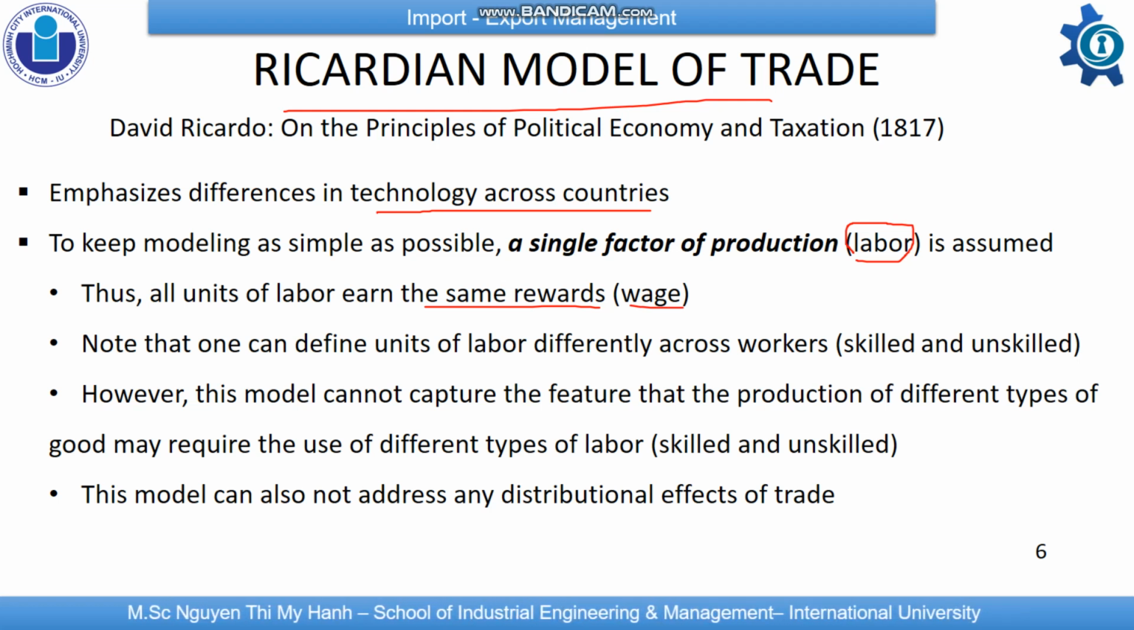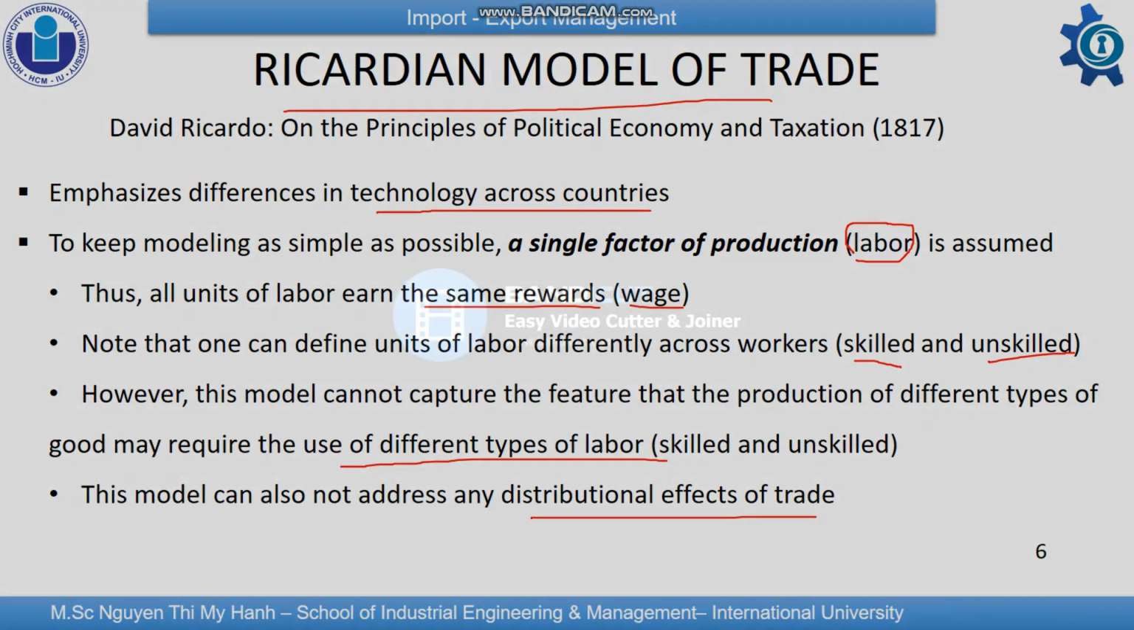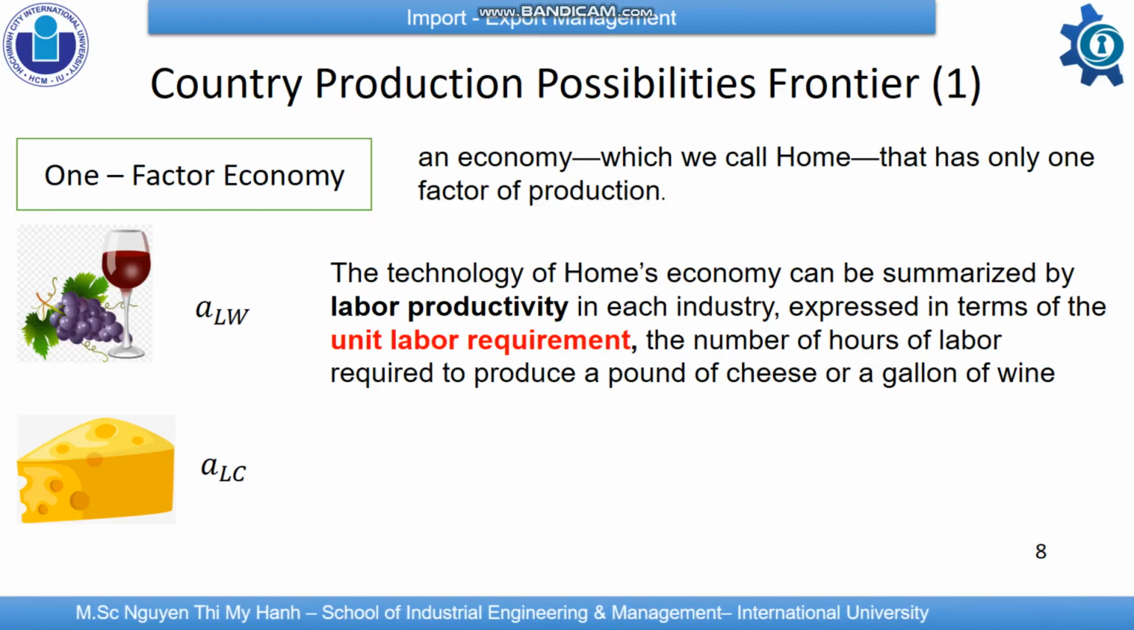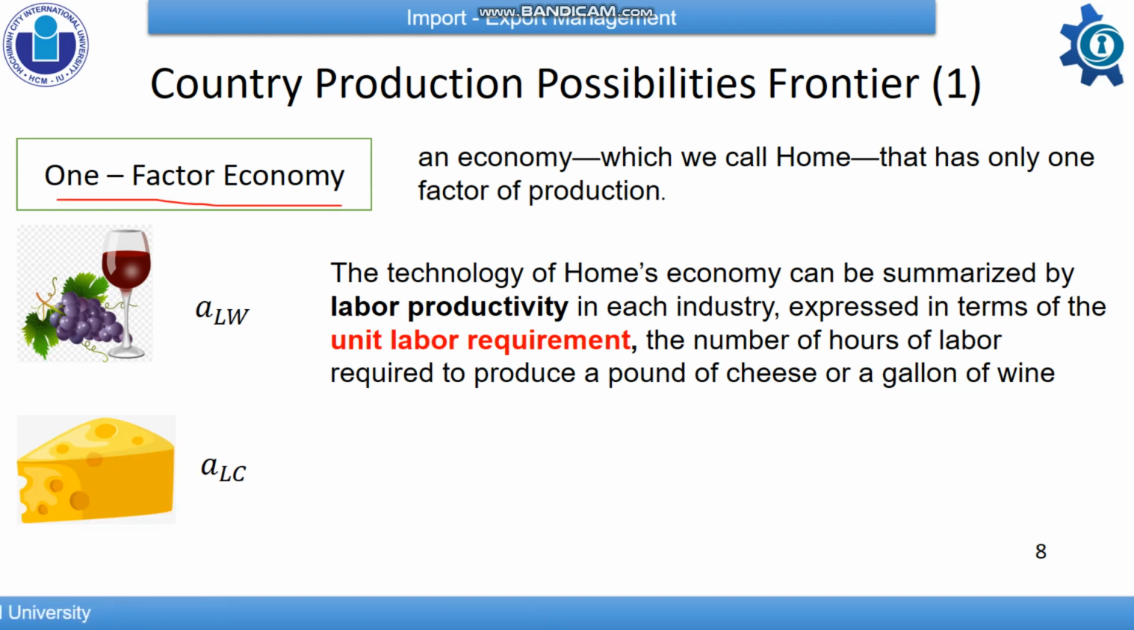Please note that one can define a unit of labor differently across workers that are skilled and unskilled. However, in this model, we will not capture that feature. We don't consider that different types of products require different types of labor. We just assume all the labor is the same and can produce different types of products. This model also cannot address any distributional effect of trade. To simplify the model, we only consider a one-factor economy. It means that they only have one factor of production, that is labor.